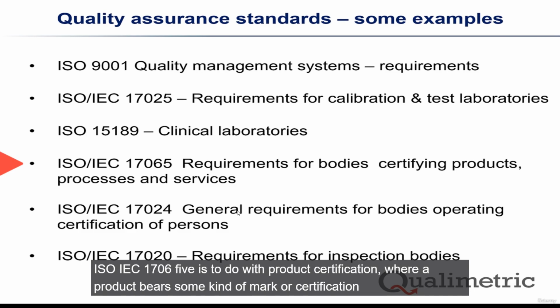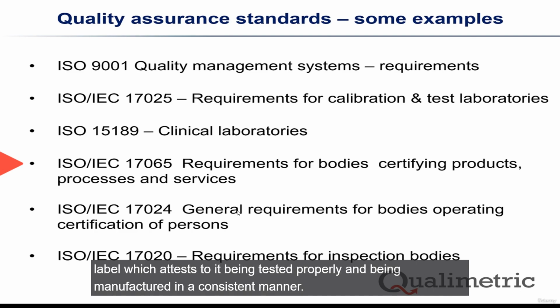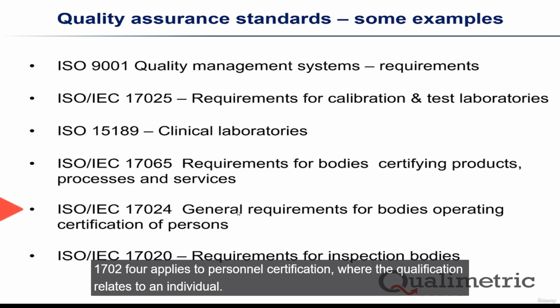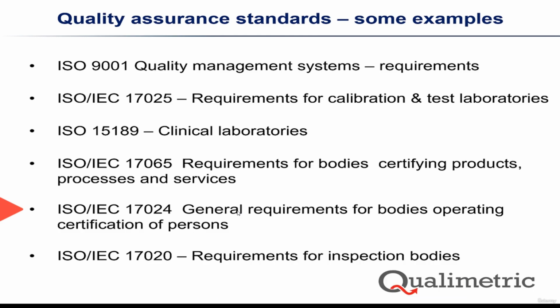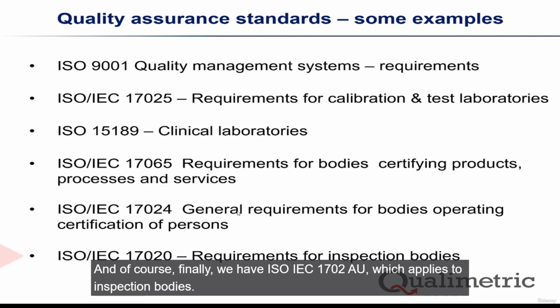ISO IEC 17065 is to do with product certification, where a product bears some kind of mark or certification label which attests to it being tested properly and being manufactured in a consistent manner. 17024 applies to personnel certification, where the qualification relates to an individual. And of course, finally, we have ISO IEC 17020, which applies to inspection bodies.